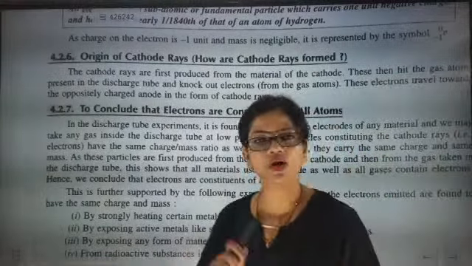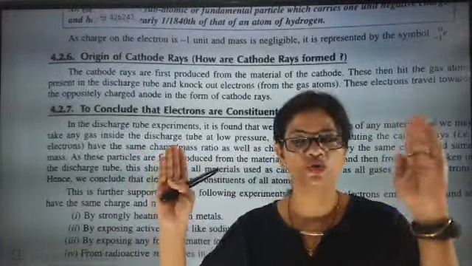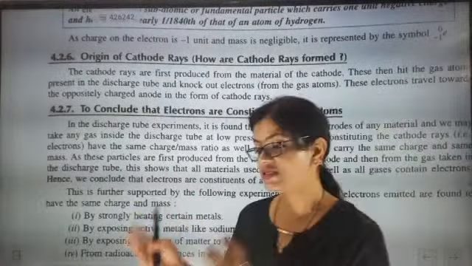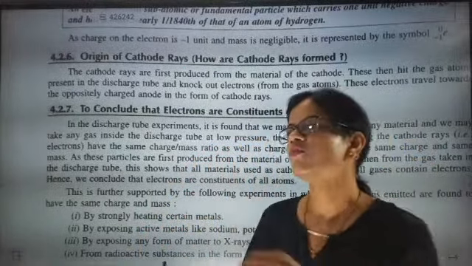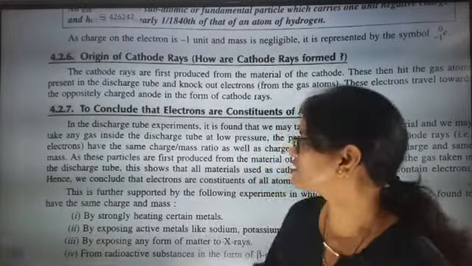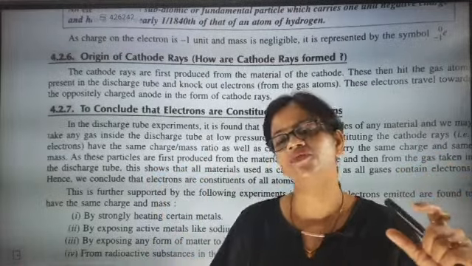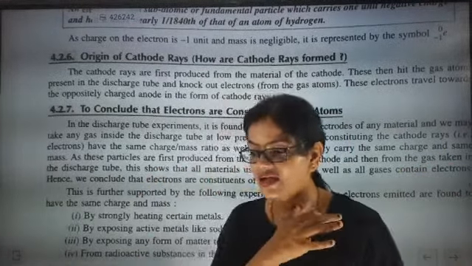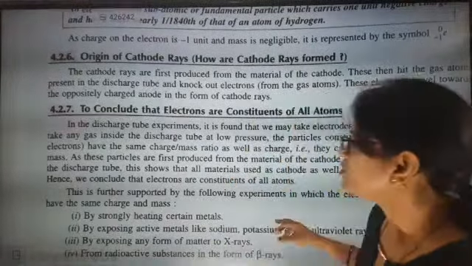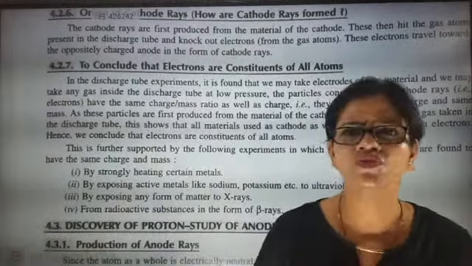No matter what gas you take inside the discharge tube, and no matter what material electrodes you use, you always find that cathode rays are emitted. So by seeing that cathode rays are emitted, we conclude that, because these electrodes are made of elements only, every time negative charges are emitted, and that negative charge we have named electrons.